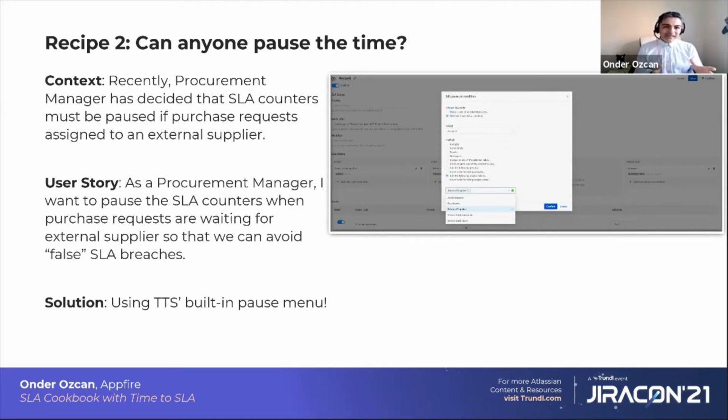So as you can see on the right-hand side, we have pause condition, right? For the pause condition, we have two options basically. We can choose status or we can choose field. In this example, we need to choose field, and this field is assignee, which is a pretty obvious built-in field. When the assignee field is in the external supplier project role, the SLA counter must be paused.